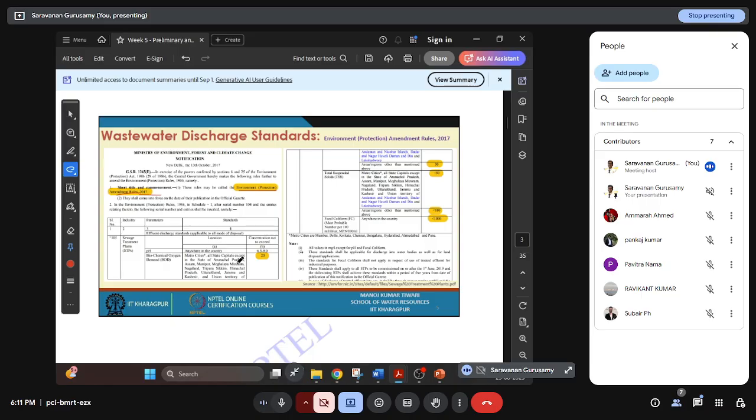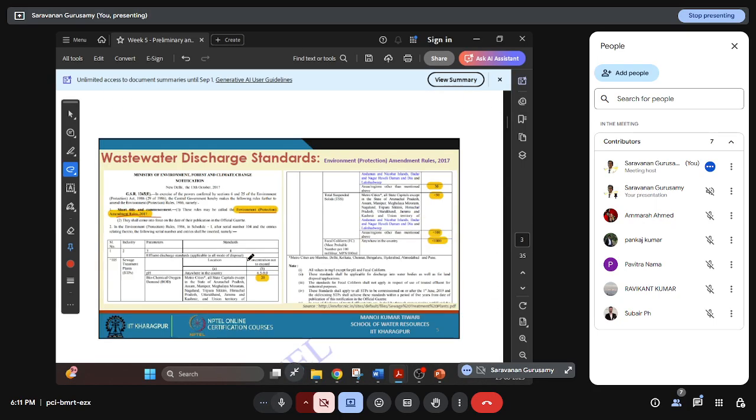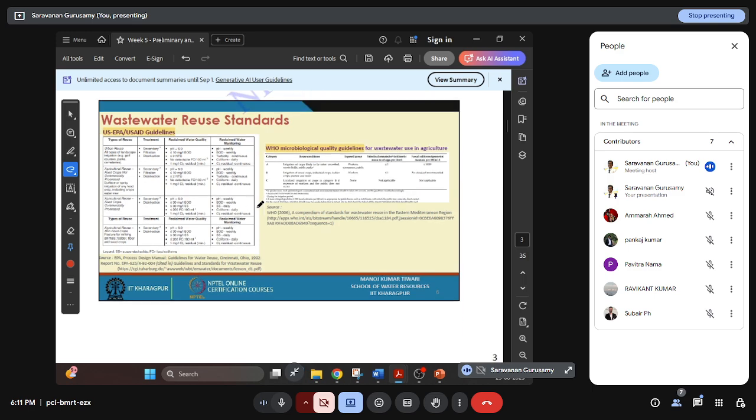What are the parameters they have changed? Initially the BOD was 30 in the discharge standard. If you see BOD here, 30 is the maximum. Then they have changed it to 20. So we have to treat 10 more milligram per liter of BOD in metro cities. Other regions will follow the same 30 milligram per liter. And TSS, they have reduced to less than 50. And then fecal coliform, they reduced it to less than 1000. Like that, they have amended different changes in the already existing rules.